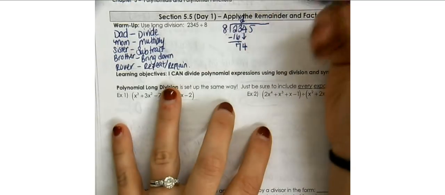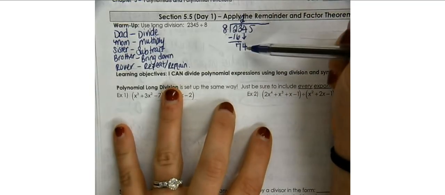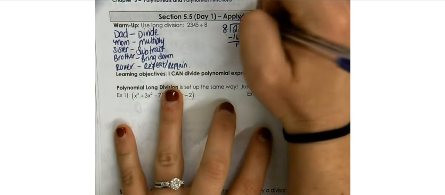So I'm going to multiply. 2 times 8 is 16. Now I'm going to subtract 23 and 16. 23 minus 16 is 7. Now I'm going to bring down my next number, which is 4. And I'm going to repeat the process. 8 can go into 74 9 whole times. So I'm going to go 9 times 8, which is 72. And 74 minus 72 is 2.